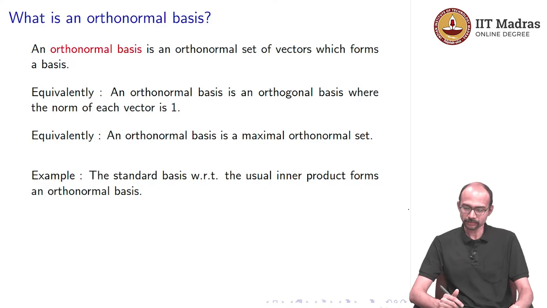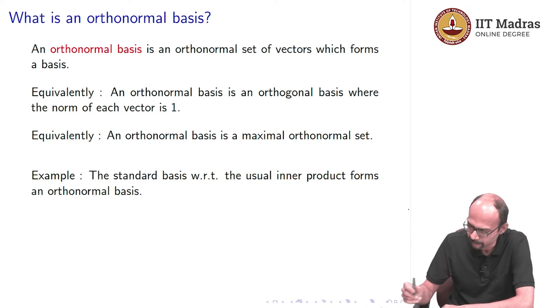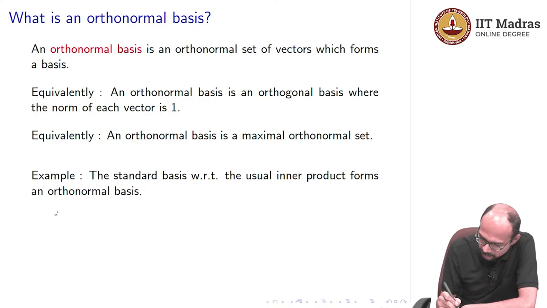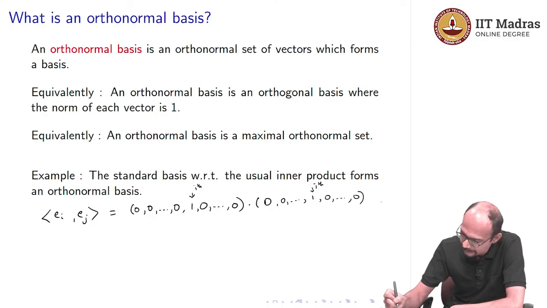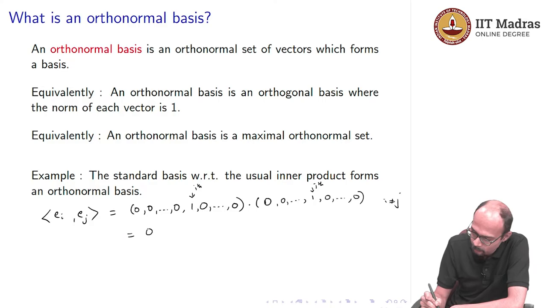So, here's an example. The standard basis with respect to the usual inner product forms an orthonormal basis. Maybe let's check that quickly before going ahead. So, I have the vectors e_i. We already know that if you take <e_i, e_j>, where i is not equal to j, then if you work this out, it is 0 times 0 plus 0 times 0, all the way.